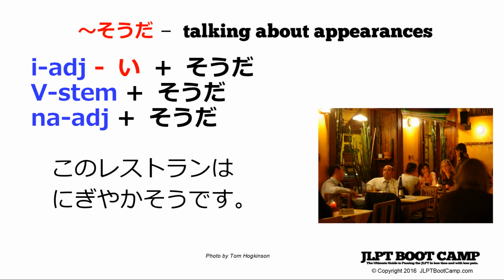But with a verb, you have to take the verb stem. And just a quick reminder, that's when you, for example, take iku, which is to go, change it into the mas form, ikimasu, and cut off the mas ending there. So you just have iki. That would be the verb stem of iku. So altogether it would be ikisoda, which means it seems like something's going to go. And you can use this with e-adjectives, na-adjectives, and verb stems.